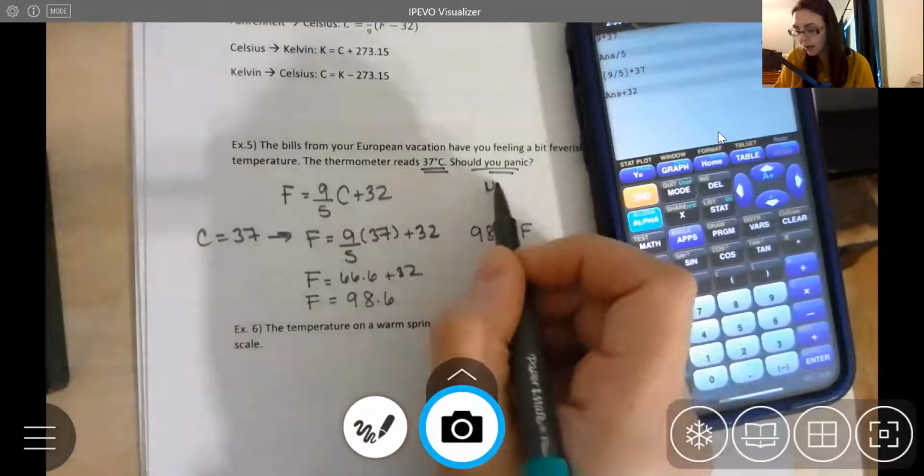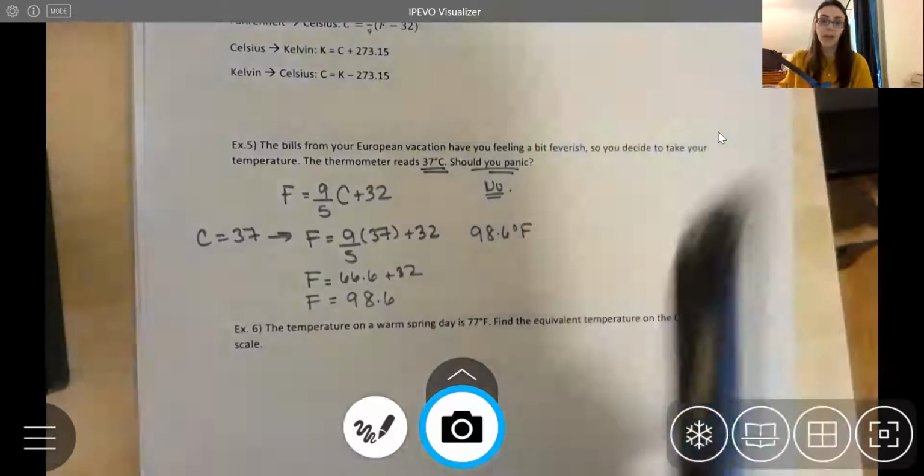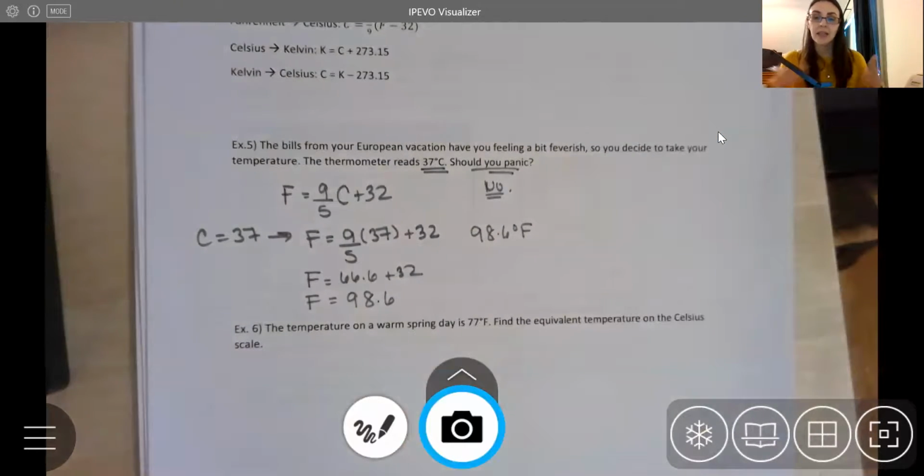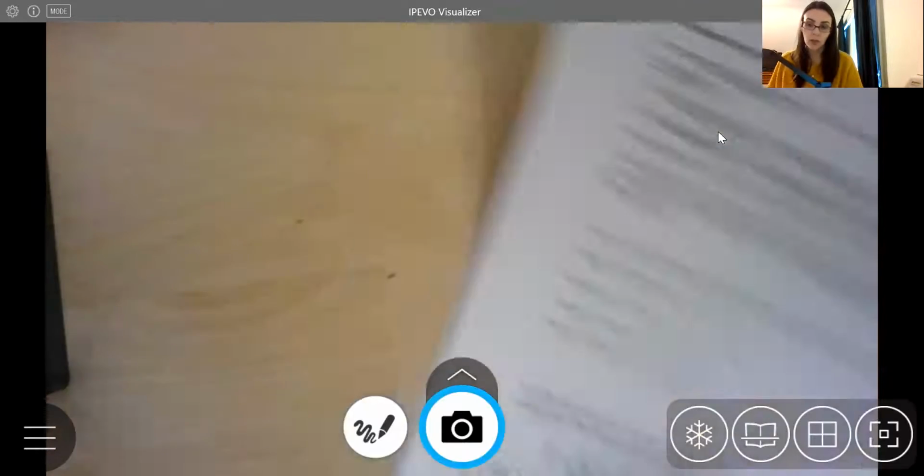So should we panic? Our answer would be no, right? 98.6 degrees Fahrenheit is considered a normal temperature for most people on average. So that would be totally normal and you shouldn't worry.